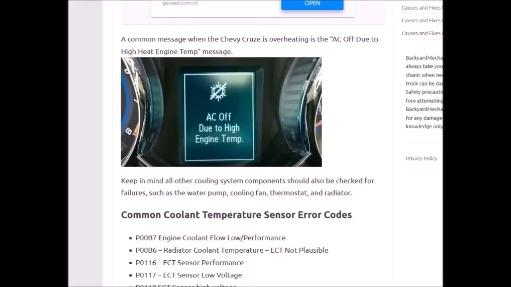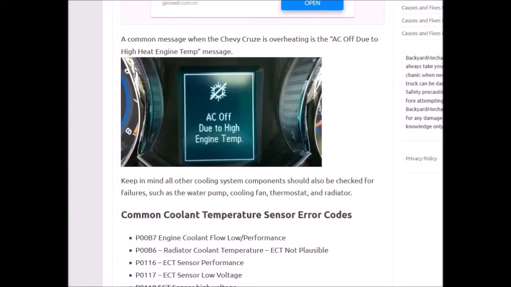So if you have a Chevy Cruze and you're getting an error message on your dashboard saying AC off due to high engine temperature, you might have a problem with the coolant temperature sensor. And this is a common problem. It could be other things too. It could be anything inside the cooling system. Really, it could be the water pump, cooling fan, thermostat, or the radiator. But the coolant temperature sensor is a common problem with these.